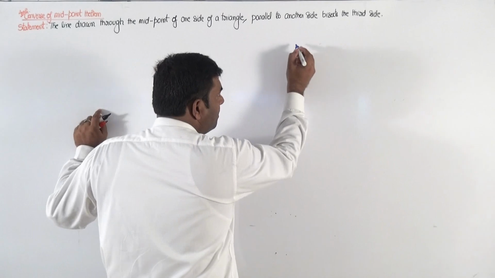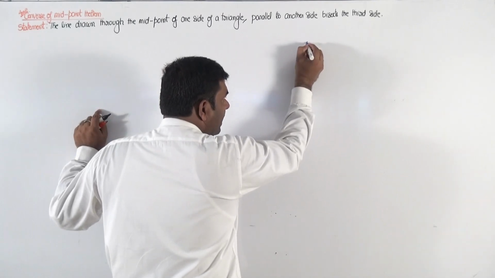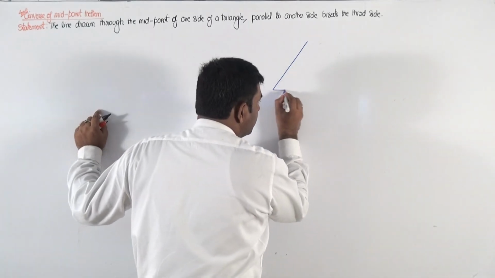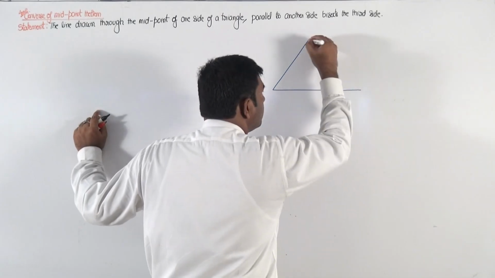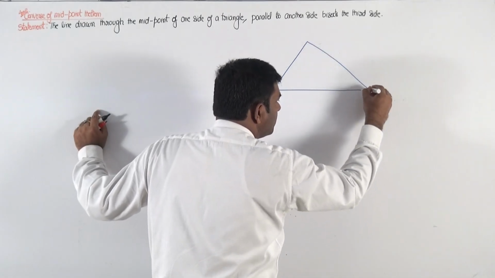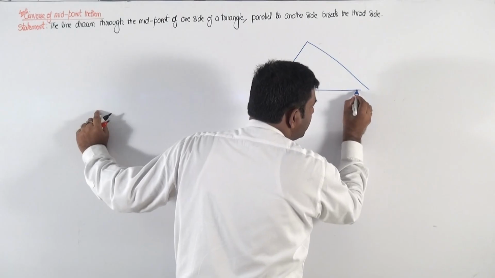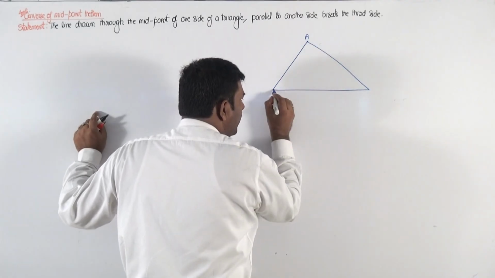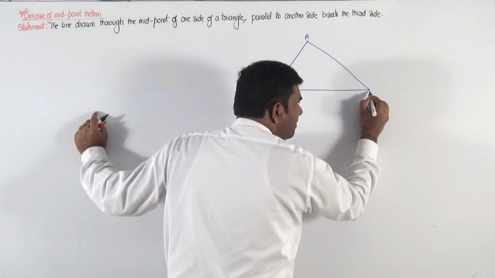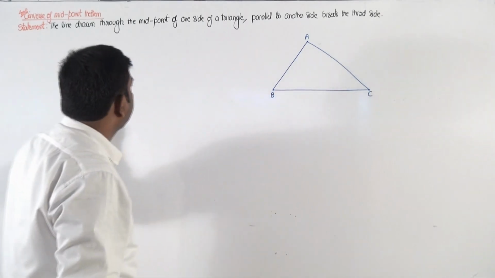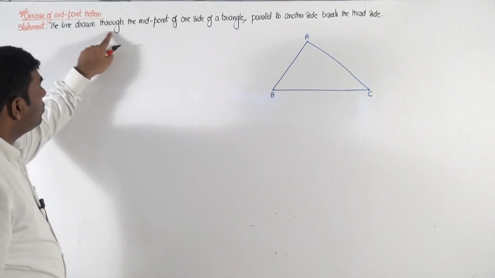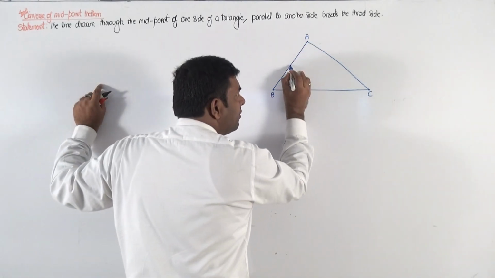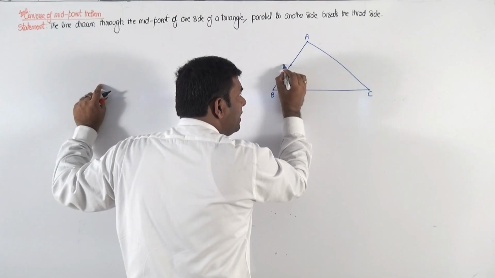Just imagine, ABC एक triangle है मान लो. ABC is a triangle. This is vertex A, vertex B, vertex C. First of all, let us understand the statement. The line drawn through the midpoint of one side of a triangle. इस AB का midpoint D है मान लो.